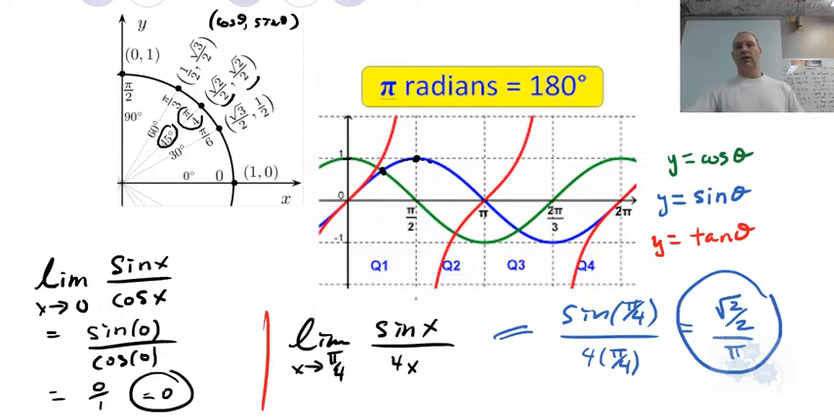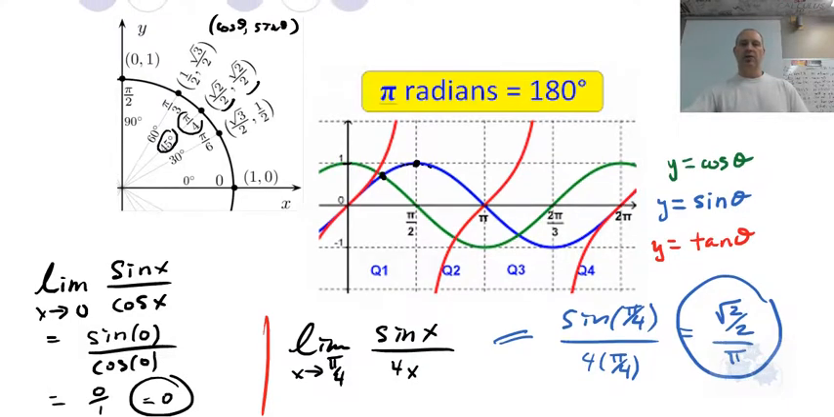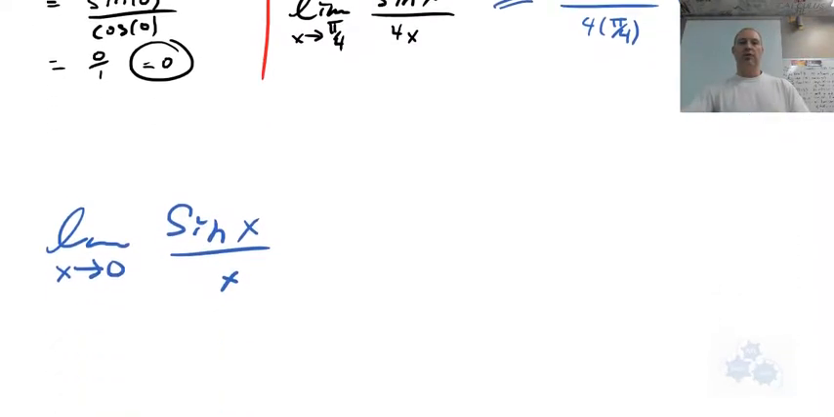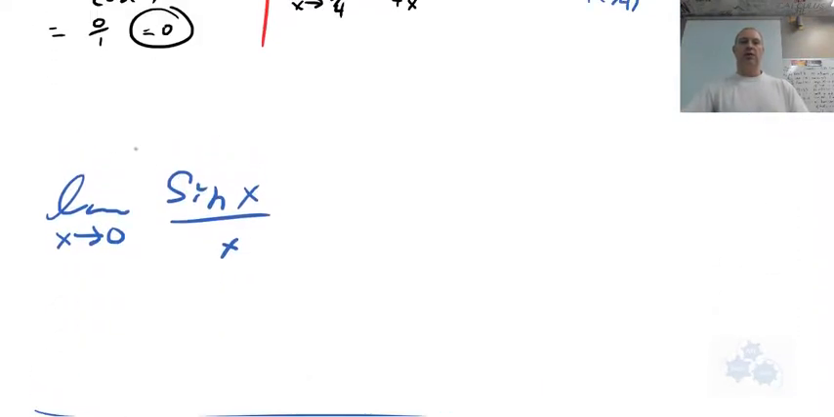Of course you could check these out by graphing them, but for this lesson I'm just going over some basics. Now you do run into a bit of a problem when you come up with something like this, but this is a very special limit: sine of x over x, as x approaches 0.